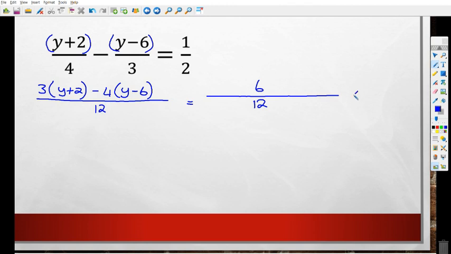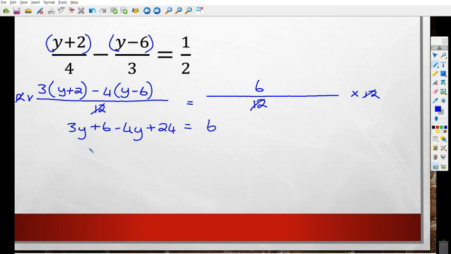What's going to happen now? The 12s are going to cancel. So if I multiply by 12 here, and I multiply by 12 there, cancel, cancel, cancel, cancel. Fantastic. Can you see that I'm just doing the opposite? If I want to get rid of something, I do the opposite. So I'm going to simplify a little bit here. So I've got 3y, plus 6 minus 4y plus 24 equals 6.